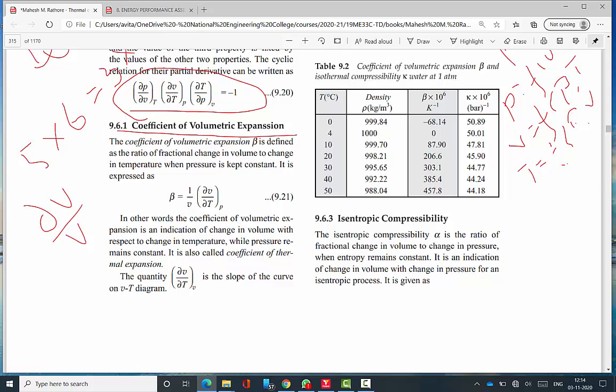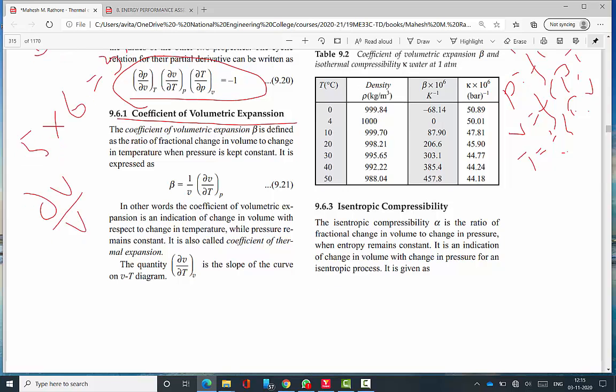Therefore, we have three coefficients: the coefficient of volumetric expansion, the coefficient of isothermal compressibility, and the coefficient of isentropic compressibility. Volumetric expansion beta is equal to 1 by V into dou V by dou T at constant pressure. Isothermal is 1 by V dou V by dou P at constant temperature. In isentropic compression, the entropy remains constant. Therefore, isentropic compressibility alpha is the ratio of fractional change in volume to change in pressure when entropy remains constant.